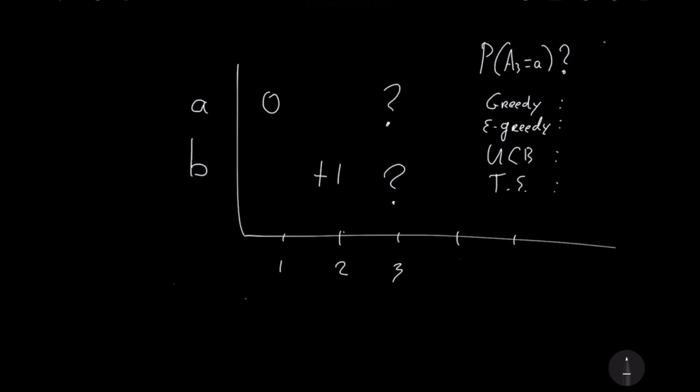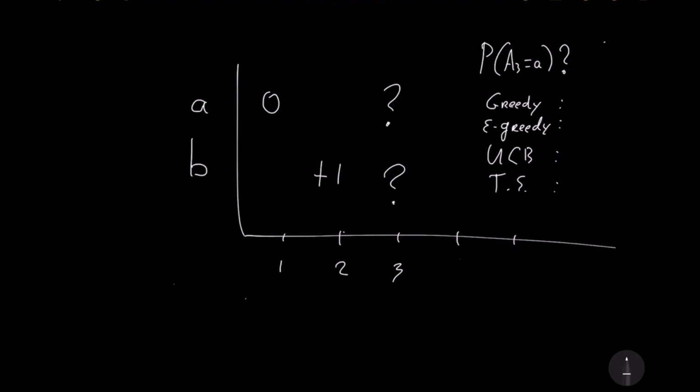Okay, now I'm going to give the answers that I would give. The greedy one is quite easy. This is the example I gave all the way at the beginning of the lecture as well. If we've only ever seen a reward of 0 for action A and a reward of +1 for action B, assuming that we estimate the action values by simply averaging the reward so far, then clearly action B will be the greedy one.